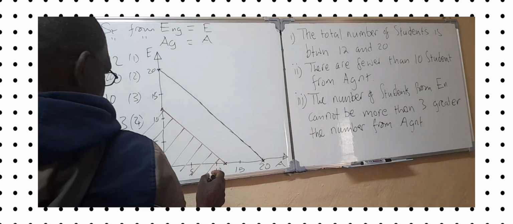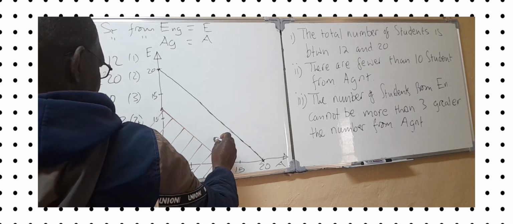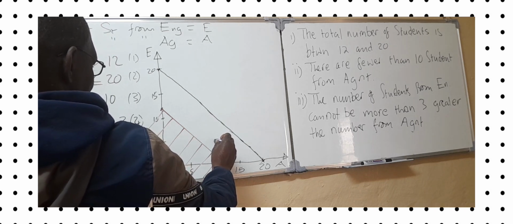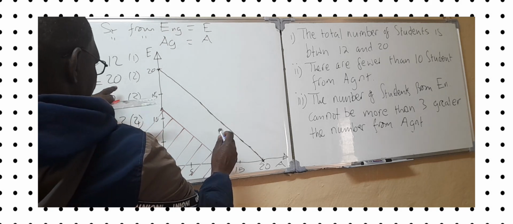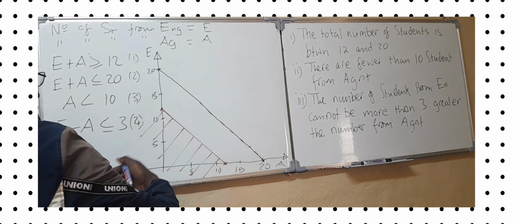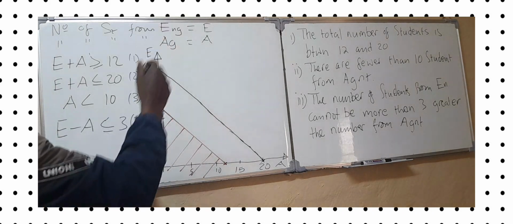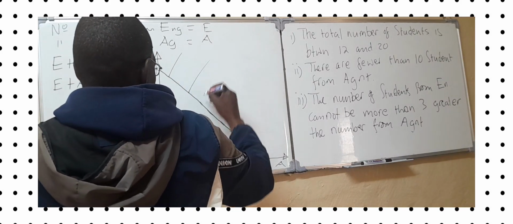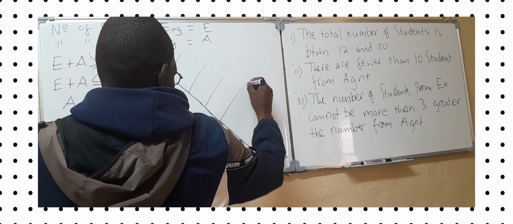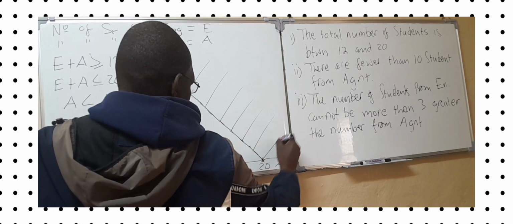Let's take a point inside, perhaps 10, 5. A is 10, E is 5. 5 plus 10 is 15. 15 is less than 20. So all the points below this line satisfy the inequality, and the points above don't satisfy the inequality. So we get rid of the unwanted region, which is the region consisting of all the points above the line.